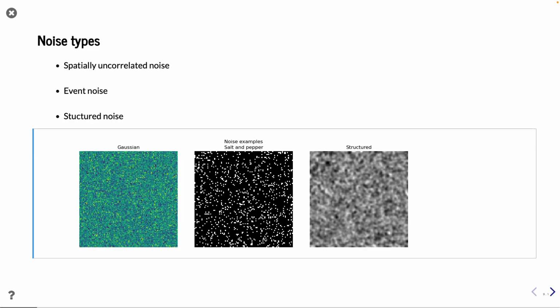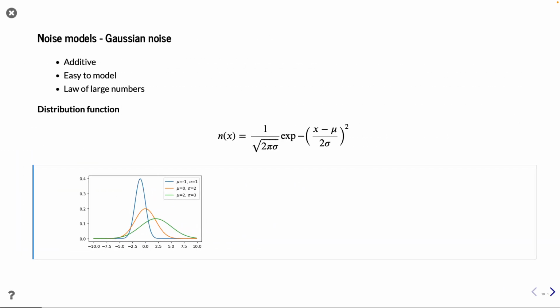We have the uncorrelated noise. Every pixel has a noise signal which is independent of its neighbors. Then we have event noise. So that would usually be a kind of outlier noise, like salt and pepper. And then we have the structured noise, which actually correlates with its neighbors. And these are the typical types of noise that we can see in an image. Usually all of them are combined, but if we separate them, this is what we can see.